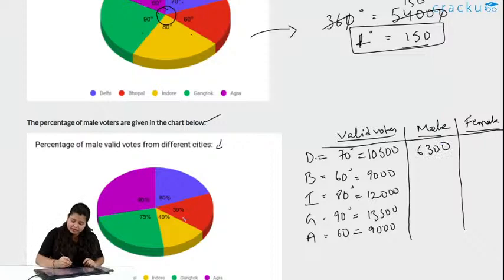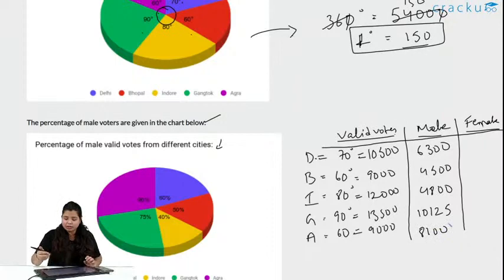Similarly in Bhopal it is 50%. So, 50% of this is this, and 40% of 12,000 is 4800. For Gangtok it is 75% of 13,500. So, it is 10,125, and again 90% of 9,000 is 8100, that is 10% less than the 100%.